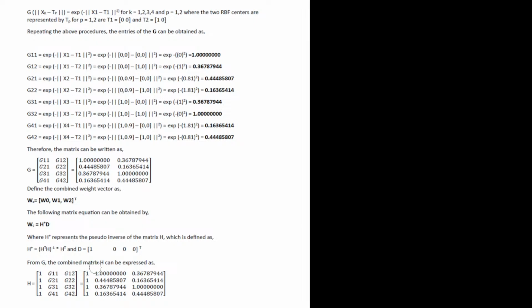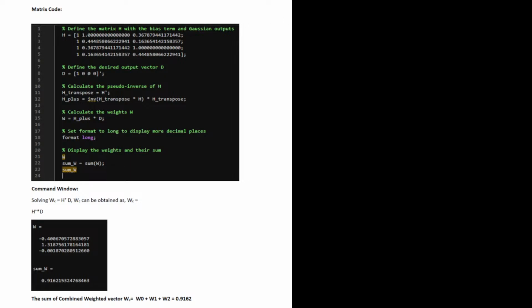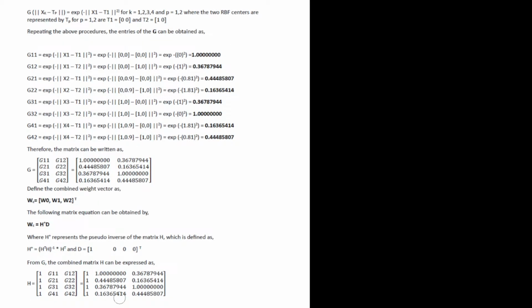Now from G, the combined matrix H can be expressed by just grabbing this exact same matrix and putting 1 in front of each row like this. So we will get a 4 by 3 matrix. Once we have this, the rest can be easily calculated using Matlab, and this is the Matlab code. First we define the matrix H, the bias term with Gaussian outputs. This is exactly what we have right here.